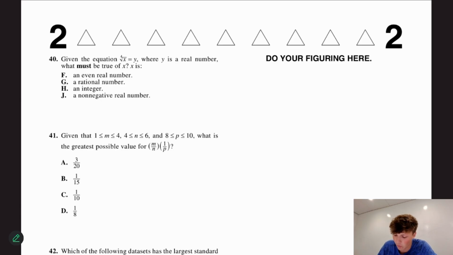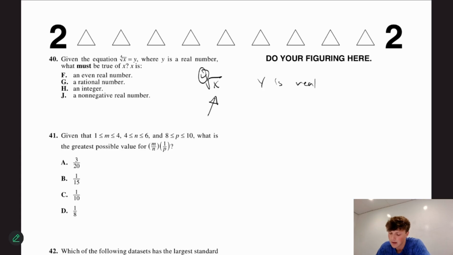Okay, so what do we know from here? We know that we're taking the fourth root of some value x. We're figuring out what specifications need to be true of x. And we also know y is real. What happens when you take the fourth root of something? Well, this is a little bit of intuition that you should have developed, or should be developing over time. The fourth root of something is an even root, right?